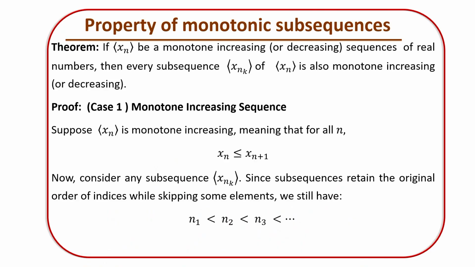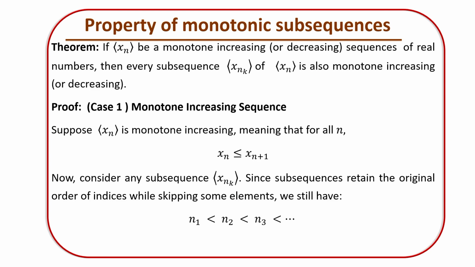The property of monotonic subsequences: the theorem states that if xn is a monotonic increasing, or monotonic decreasing, sequence of real numbers, then every subsequence of xn is also, respectively, monotonic increasing or decreasing. That is both theorems in one statement. For the time being, let's suppose that a monotonic increasing sequence xn is given.